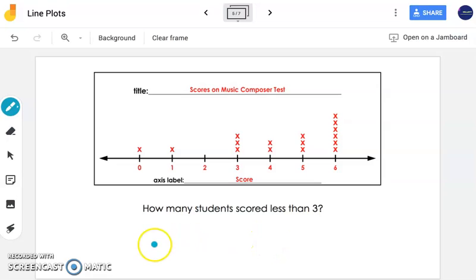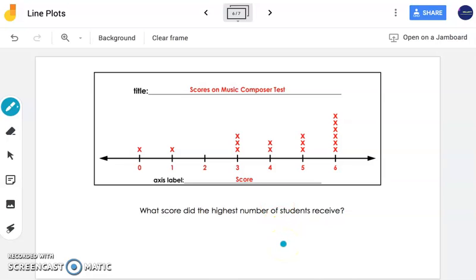This question says how many students scored less than 3. So again, I'm going to go back to 3, but anything less than 3, I only see that one student scored a 1 and one student scored a 0, giving me a total of 2 students that scored less than 3. Now again, notice I first looked at my line plot and found where 3 was, and I looked at any X's I saw that were less than 3, telling me that 2 students scored less than 3.